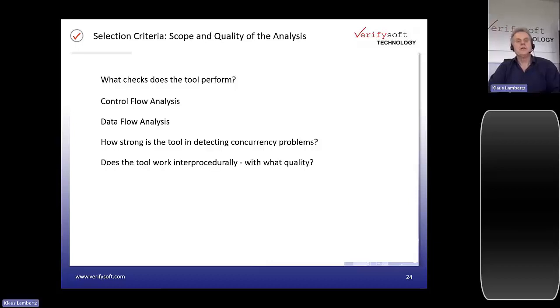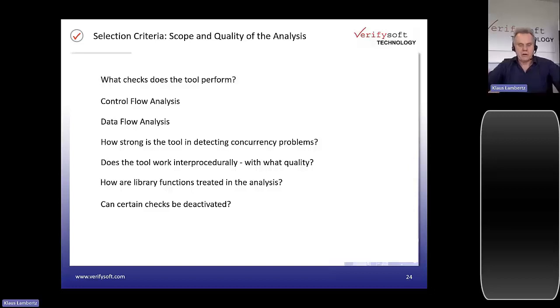Does the tool work interprocedurally, for the whole software, and in which quality? How are library functions treated in the analysis? Can certain checks be deactivated, or do I always have 100 messages for checks which I'm not interested in at the start? And is it possible to exclude part of the project during the analysis? Or do I also have messages for everything here?